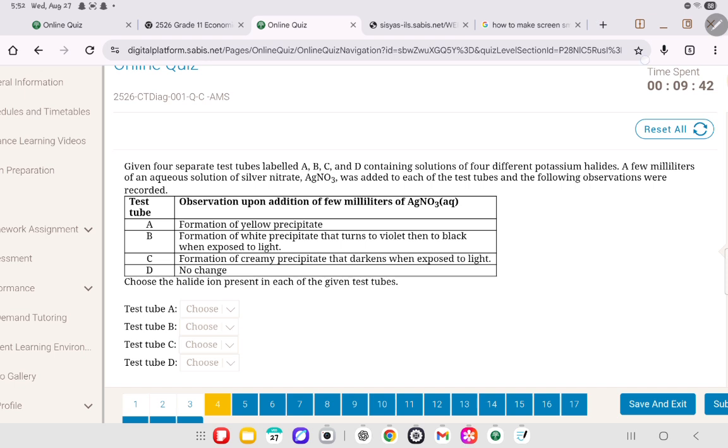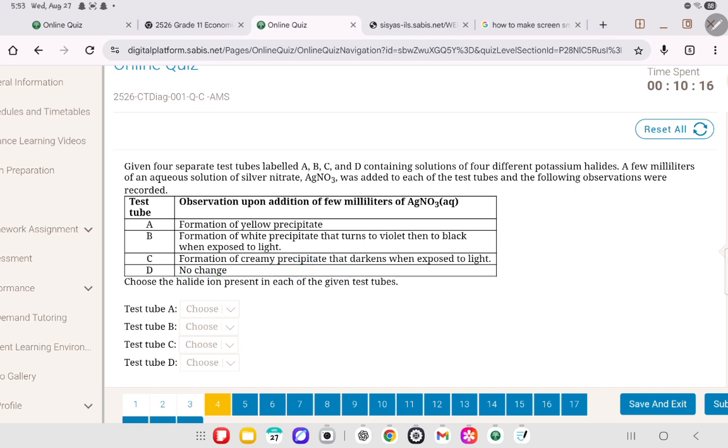For test tube C, it is what? It's the formation of a creamy precipitate. The keyword here is creamy. Whenever you see a creamy precipitate, you will know that what we are talking about is the bromide ion, which is Br-. Now for the last one, it is what? It is no change. Whenever you see no change, you directly think of F-.